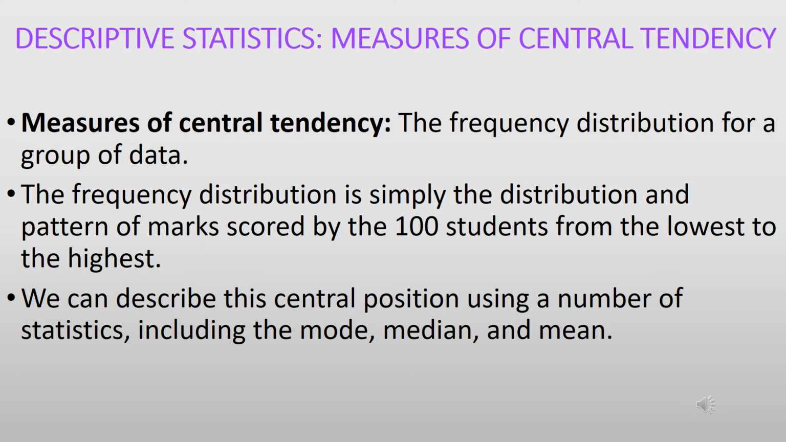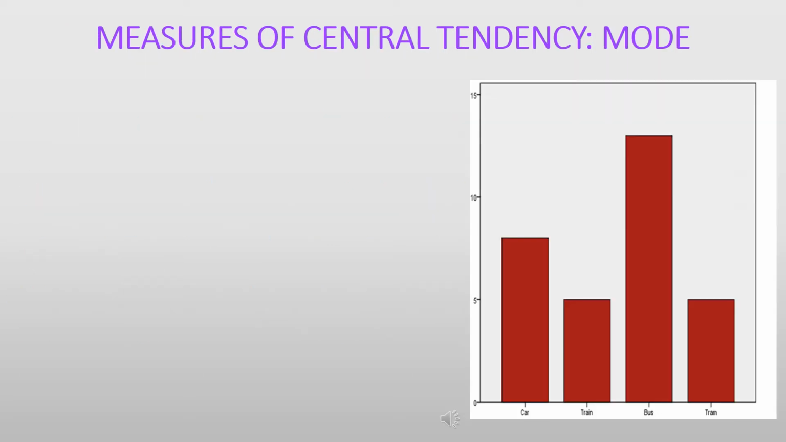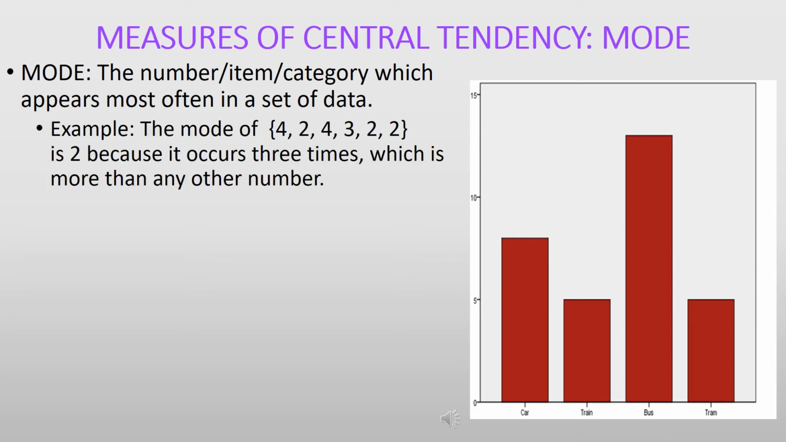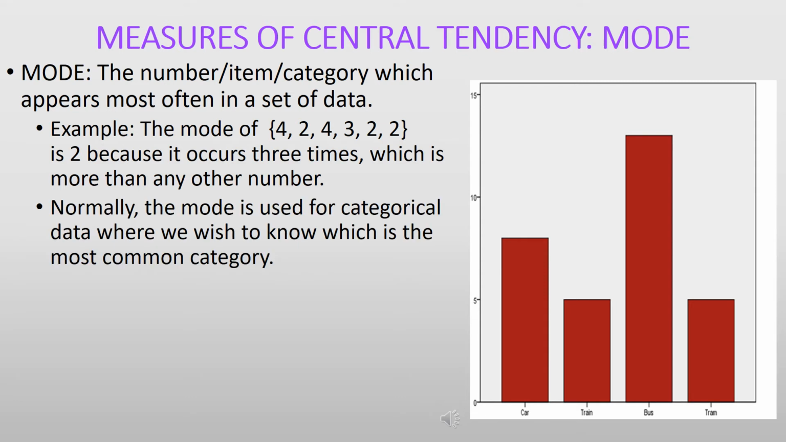Let us look at each of these individually. The first measure of central tendency we're going to discuss is mode. Mode is the number, item, or category which appears most often in a data set. In the example, the mode of 4, 2, 4, 3, 2, 2 is 2 because it occurs 3 times, which is more than any other number. Normally the mode is used for categorical data where we wish to know which is the most common category.